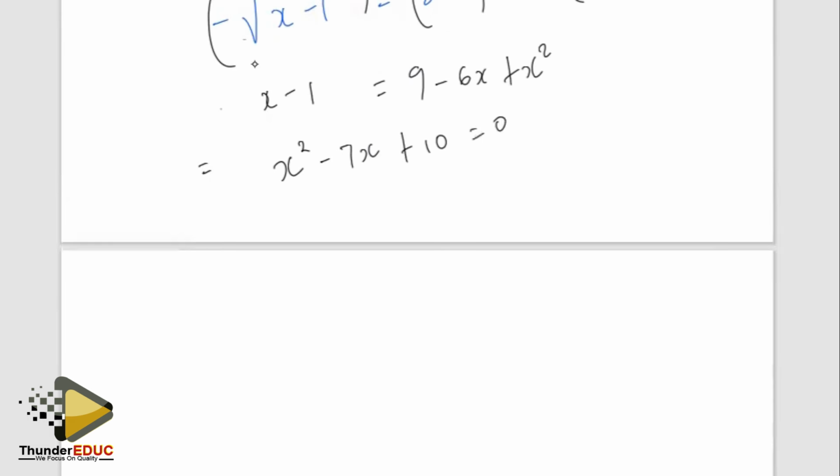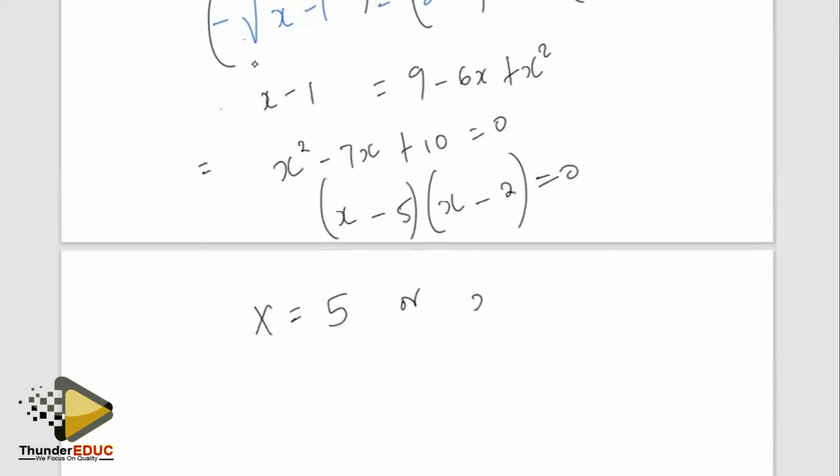Then we need to solve this. I can use my factors. So x and x, I can use 5 and 2 and the minus minus. That will give me the negative 7 and then the positive 10. So either x is going to be a 5 or x is going to be a 2.